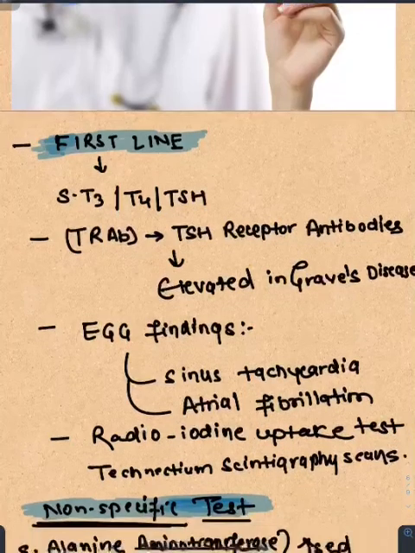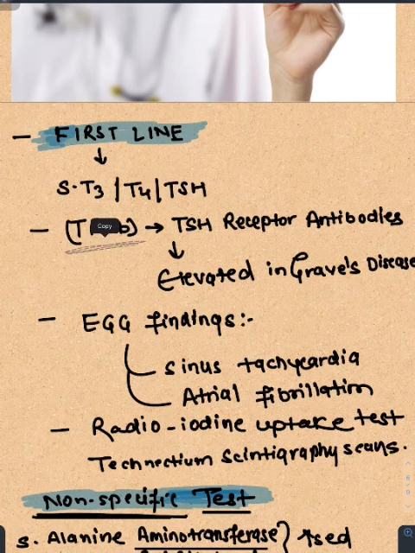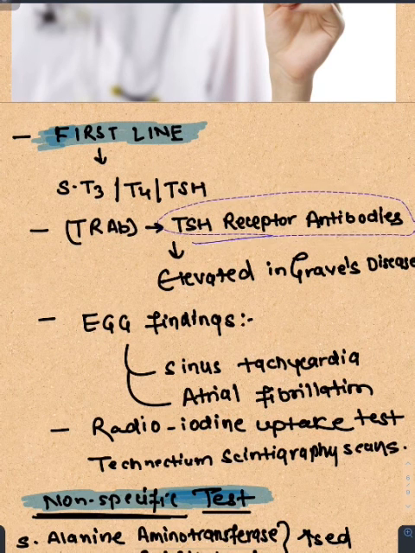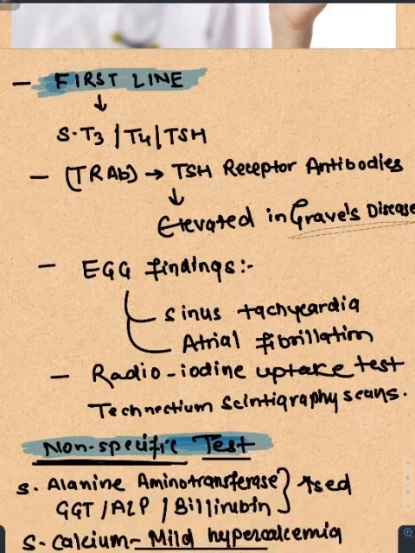And let's start with the diagnosis part. So first line of diagnosis will be serum T3, T4 and TSH level. Second one is the TSH receptor antibody measurement, and that will be elevated in Graves' disease.